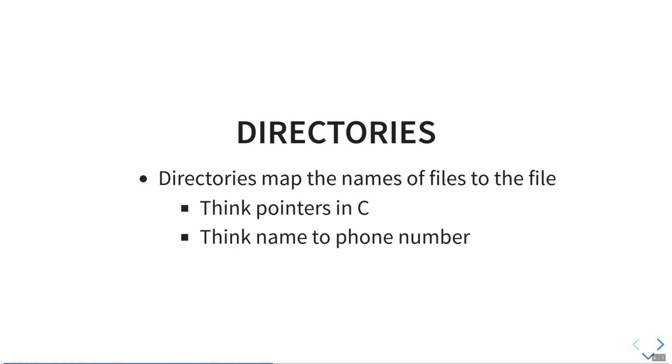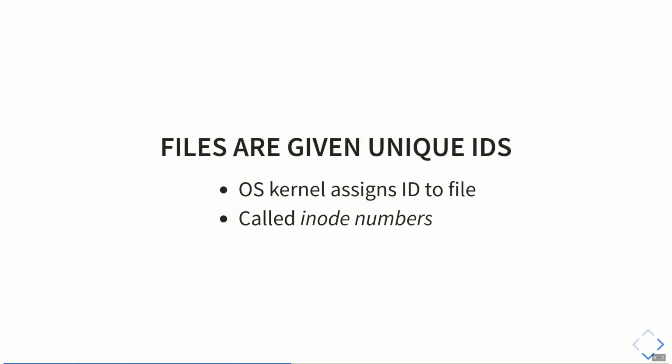Or like phone numbers, where if you have a phone book, it's mapping people's names to their landline. Do people still use landlines? To their landline. And similarly, there may be many people pointing to the same landline, and there may be changes of those names, but the landline number stays the same. The way this works under the hood, and we're not going to go into how this is implemented, is that the operating system assigns a unique number to every file, every sequence of bytes that's stored on disk, for instance.